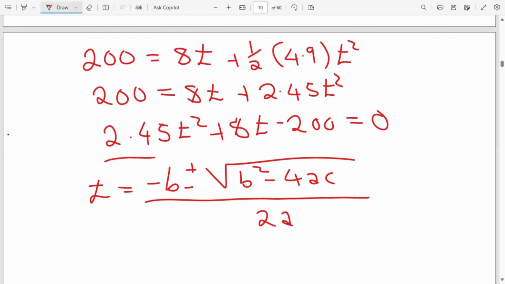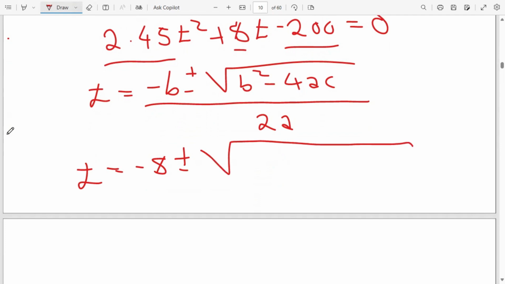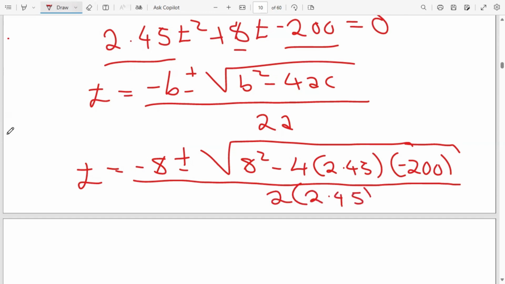We have our a as 2.45, our b as 8, and our c as negative 200. So let's now plug these into the quadratic formula. I'll say my t will be equal to negative b, which is negative 8, plus or minus the square root of 8 squared minus 4 times a, which is 2.45, times c, which is minus 200, and all of this over 2 multiplied by 2.45.